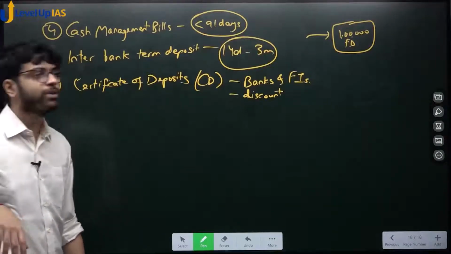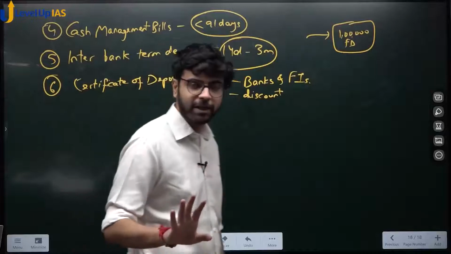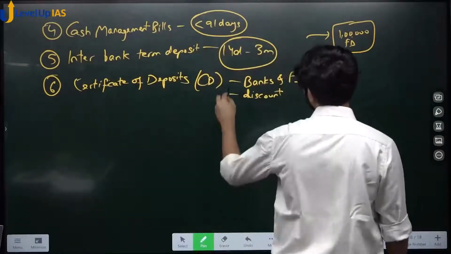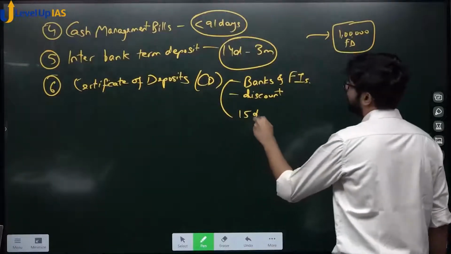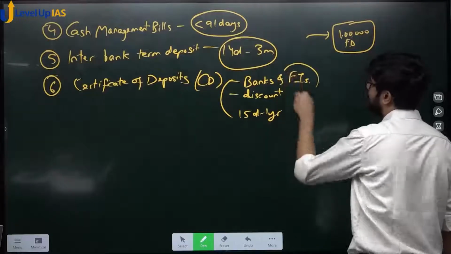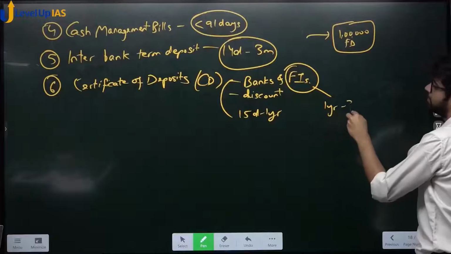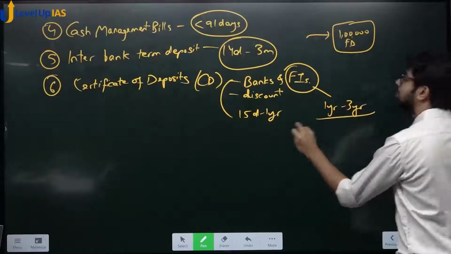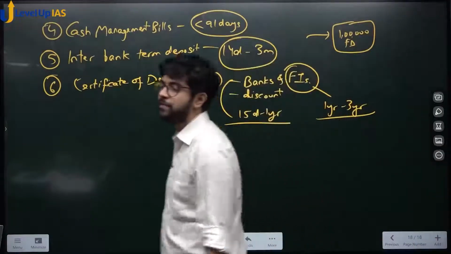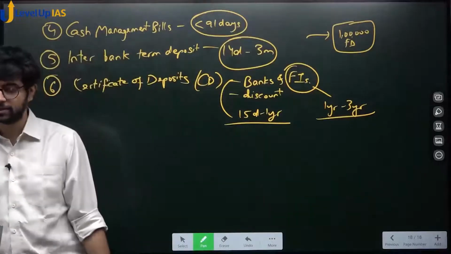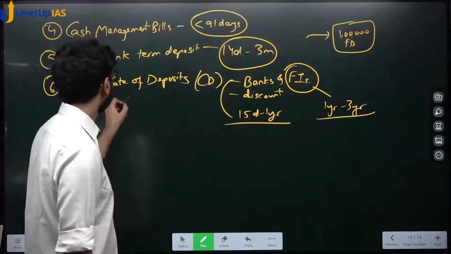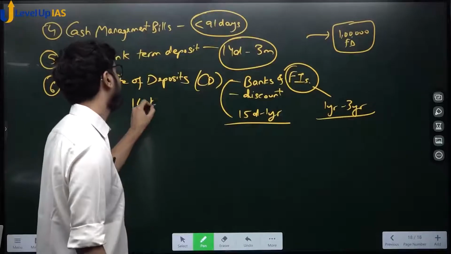We are still in the money market. A bank can issue a certificate of deposit from 15 days to 1 year. But a financial institution can issue a CD from 1 year to 3 years. Sir, how more than 1 year? It is like this: 15 days to 1 year and 1 year to 3 years. The minimum amount of a certificate of deposit is 1 lakh and multiples thereof.